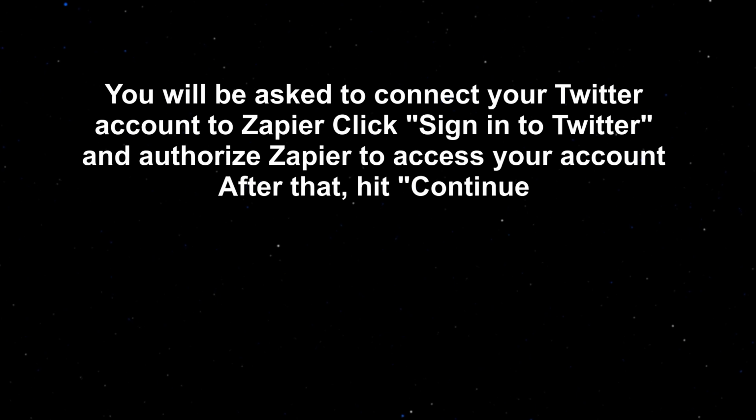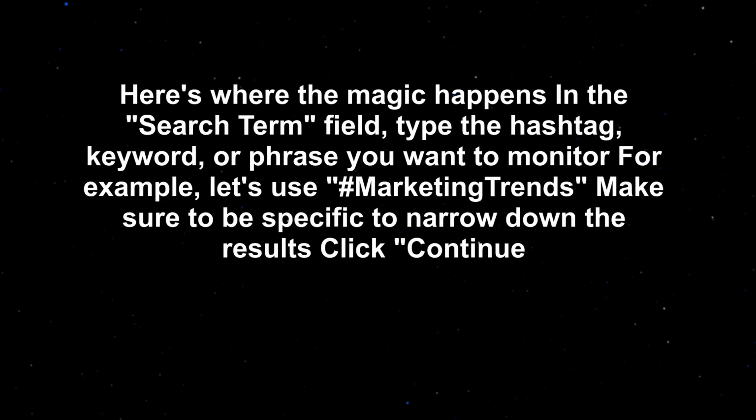You will be asked to connect your Twitter account to Zapier. Click sign into Twitter and authorize Zapier to access your account. After that, hit continue. Here's where the magic happens. In the search term field, type the hashtag, keyword, or phrase you want to monitor. For example, let's use hashtag marketing trends. Make sure to be specific to narrow down the results.